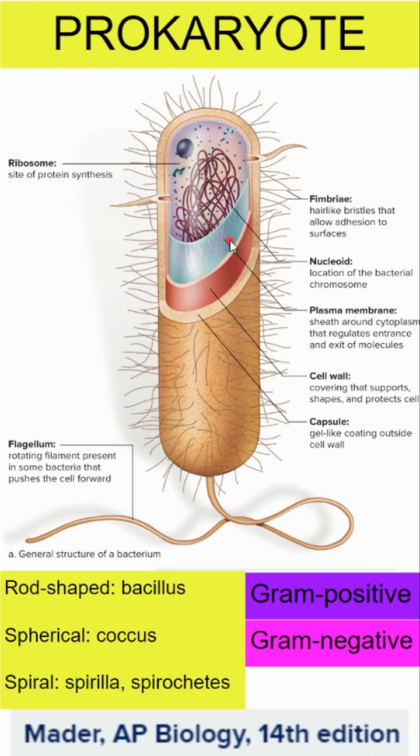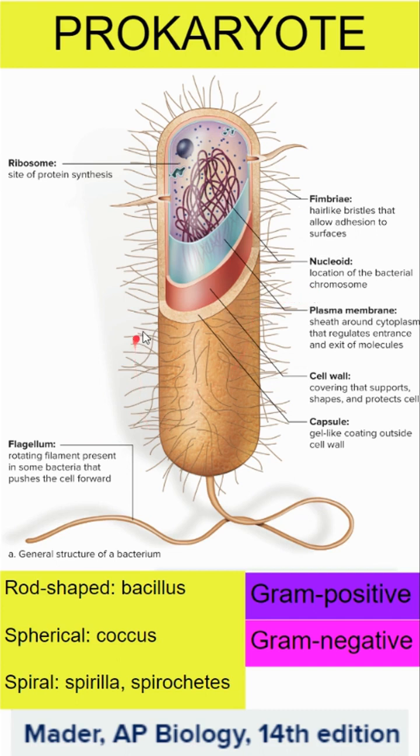Of course, they are surrounded by an outer plasma membrane. They also have a cell wall, which prevents them from bursting if they were in a very watery environment. That cell wall is another way to distinguish one prokaryote from another based off of how they respond to stain. If they have a lot of peptidoglycan in their cell wall, they will stain gram positive. If they don't have very much peptidoglycan, they will stain gram negative.